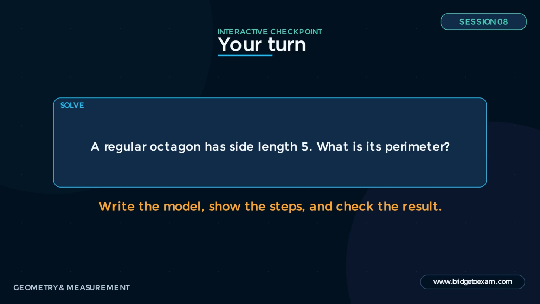Now it is your turn. A regular octagon has side length 5. What is its perimeter? Write a formula or relationship before calculating, then use the next 6 seconds to finish your reasoning.